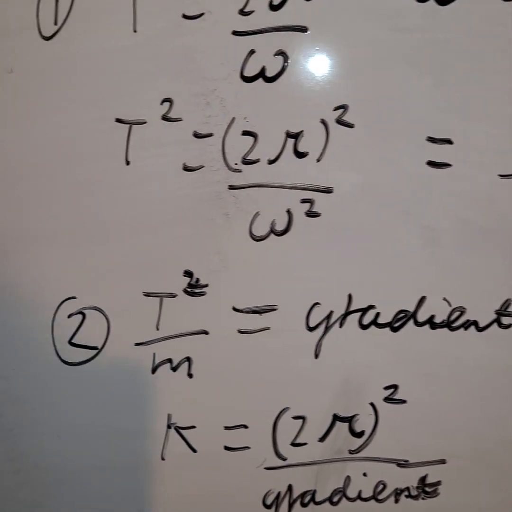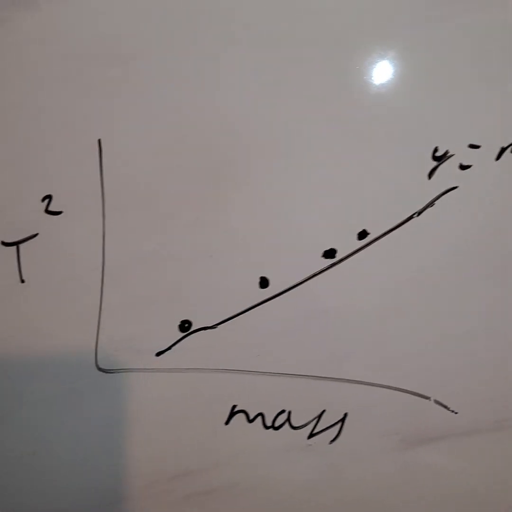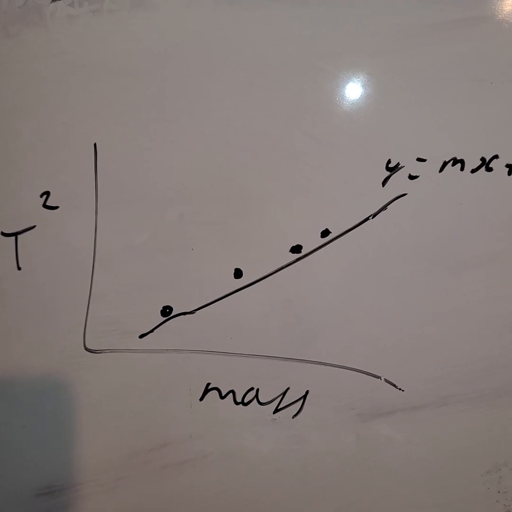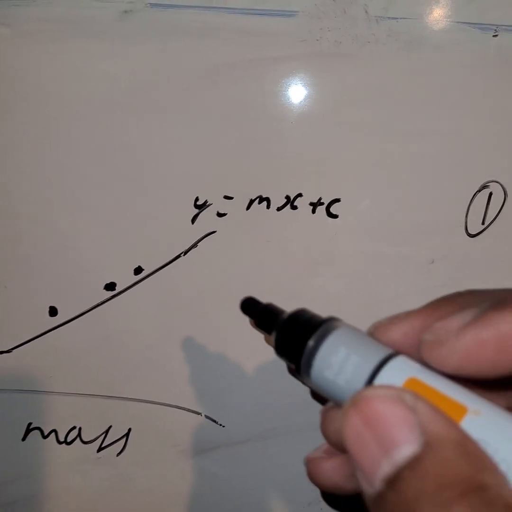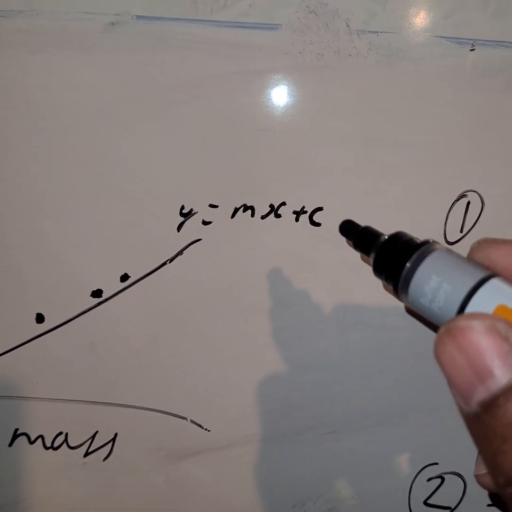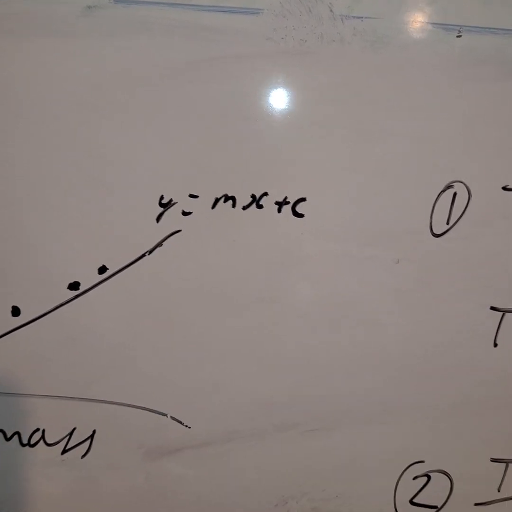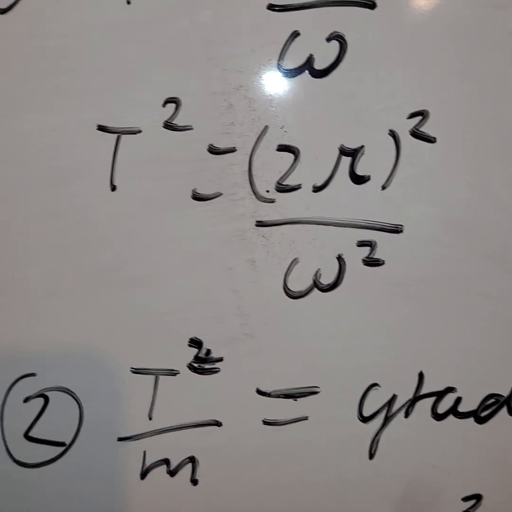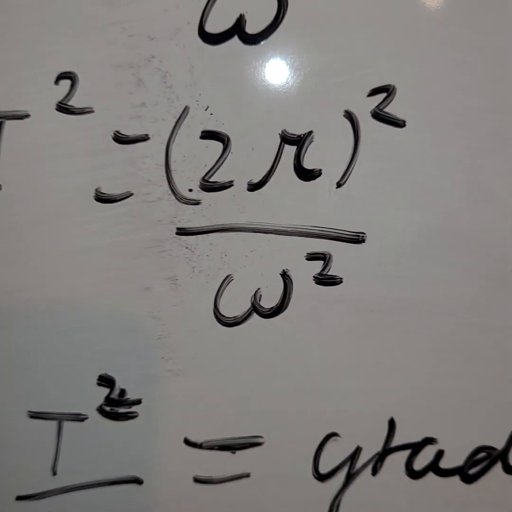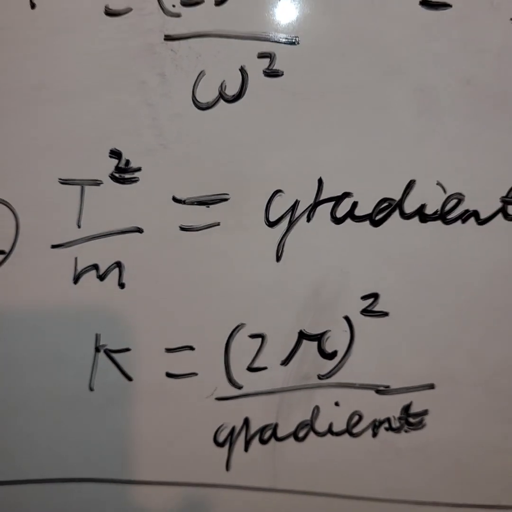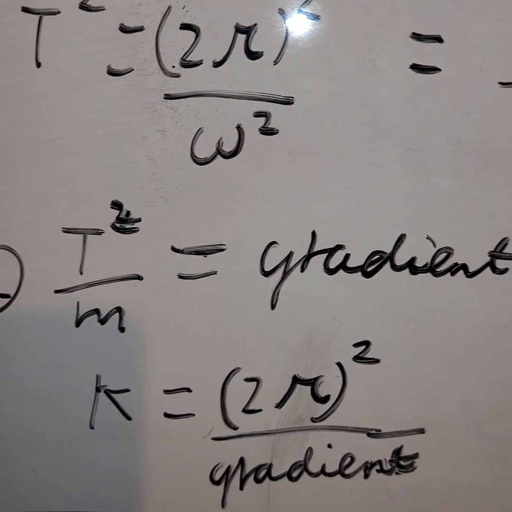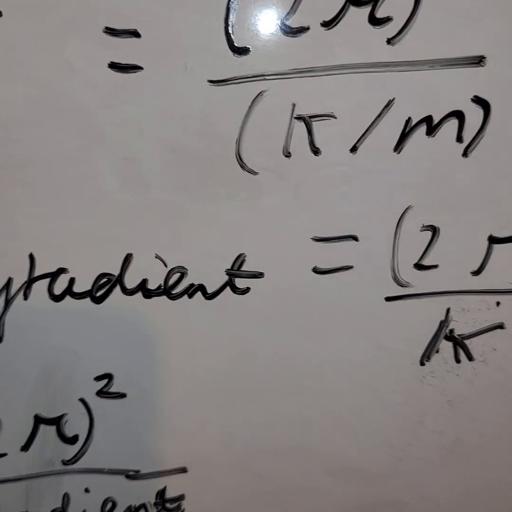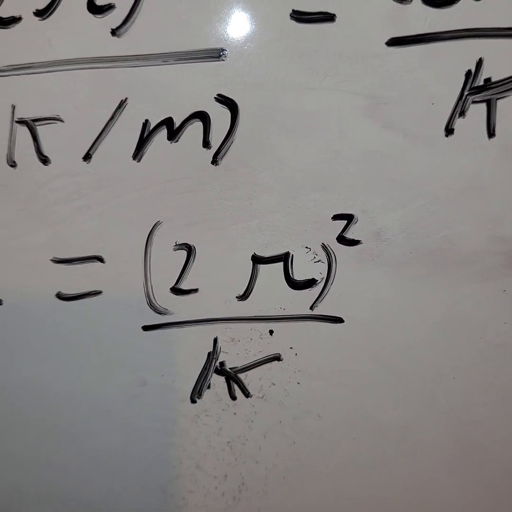One thing you can do with graphs like this, if you have your y-axis and your x-axis, is do y divided by x. Imagine if that c is equal to 0. If you do y over x, you end up with m, and m is your gradient. That's what we've done here. Just to be clear, this m means gradient, but this m is mass. So T squared over m is our gradient, and that's going to be equal to 2 pi squared over k.